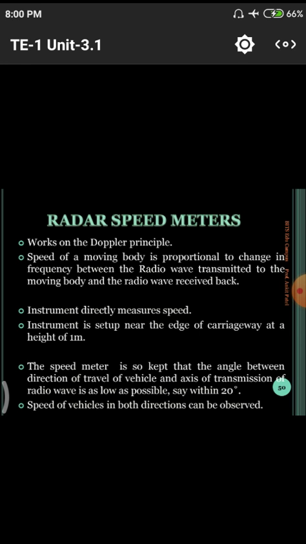Next thing is radar speedometers. Previously we studied that radar speedometers are used to catch the speed of the vehicle at an instantaneous time. It works on the Doppler principle. What is the basic principle in these radar speedometers? The basic principle is the Doppler principle. The speed of the moving body is proportional to the change in frequency between the radio waves transmitted to the moving body and the radio waves received back.